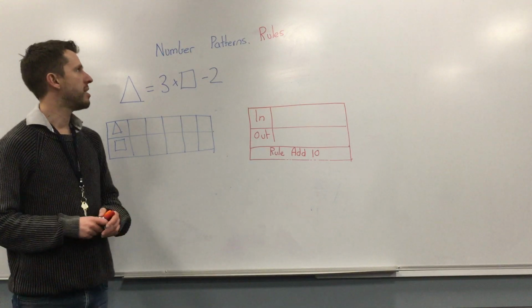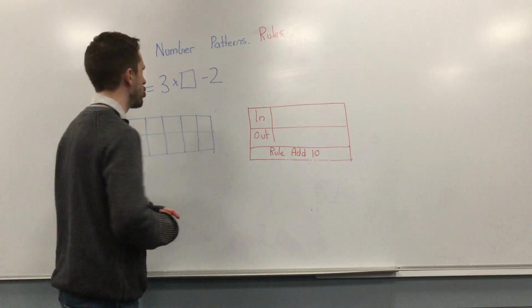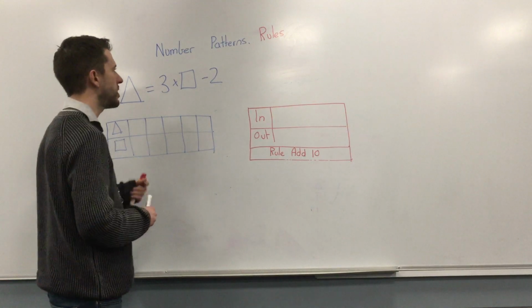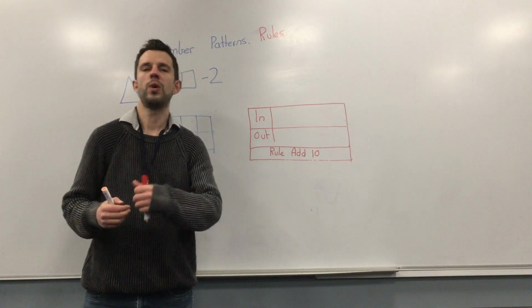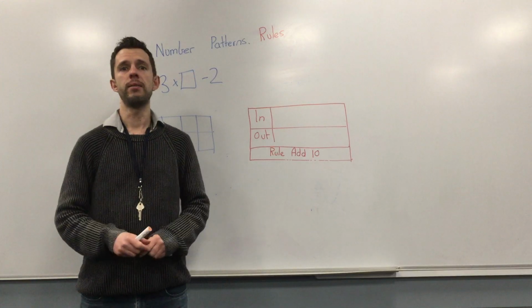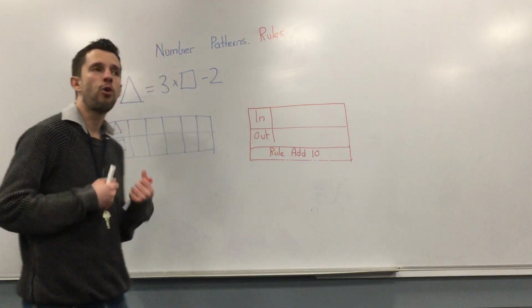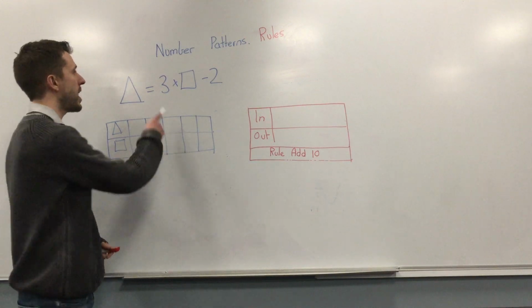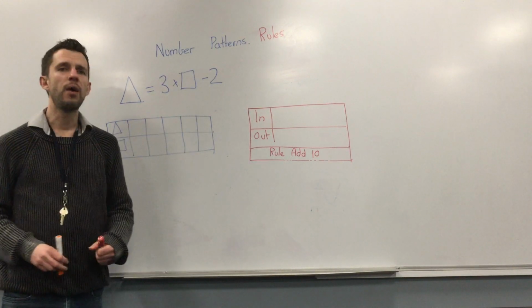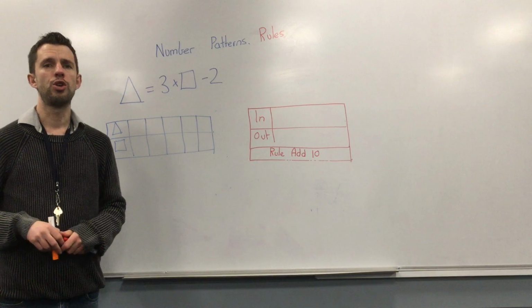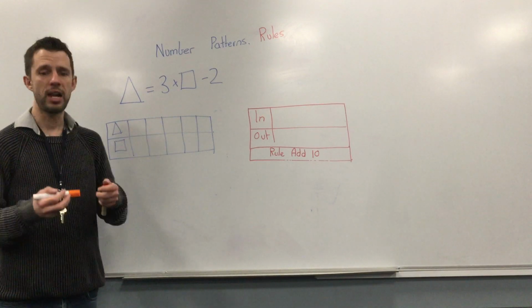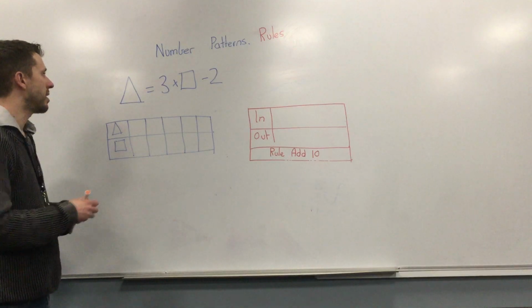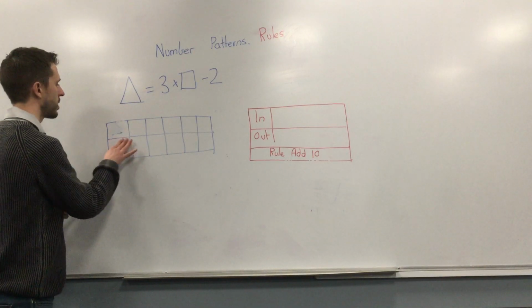So we are looking at number patterns and their rules. The first thing I want you to think about with number patterns is that we need to think about what's happening in the pattern, and we've already looked at how we can turn those into rules. So this time we are given a rule and we are going to use that to come up with our values.